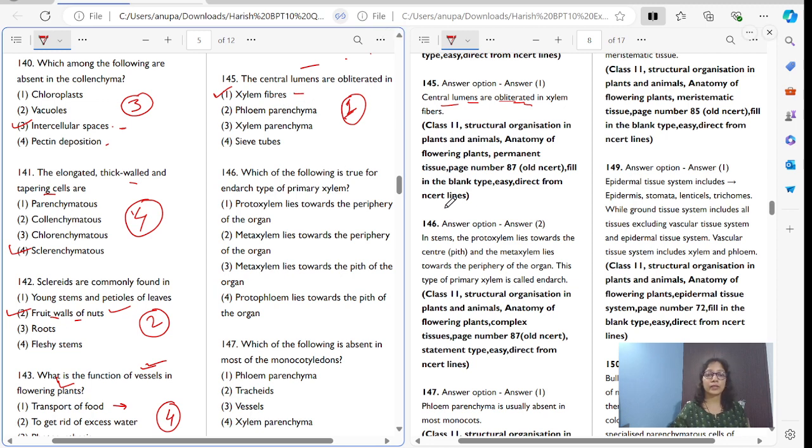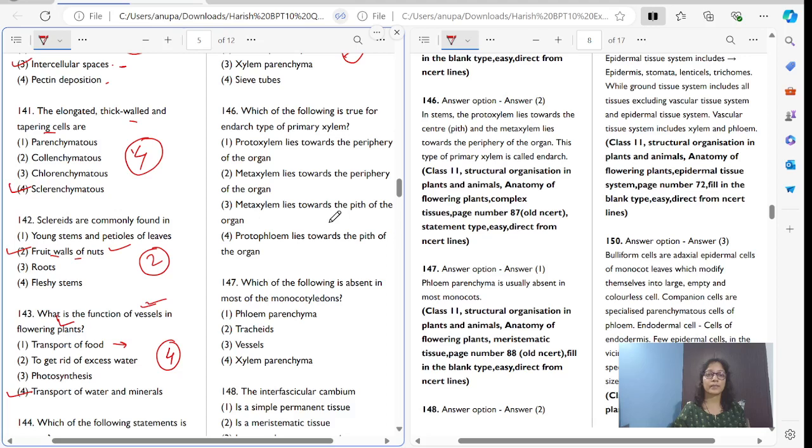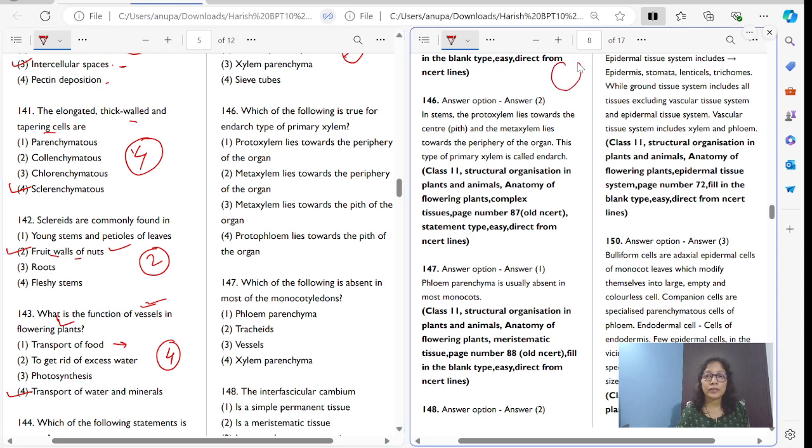Now let's move to the next question, that is question number 146. It states: which of the following is true for endarch type of primary xylem? So let's read. Protoxylem lies towards the periphery of the organ. So we know that in that type of xylem, the protoxylem is generally towards the pith. Towards the pith there will be the protoxylem, and towards the periphery there will be metaxylem.